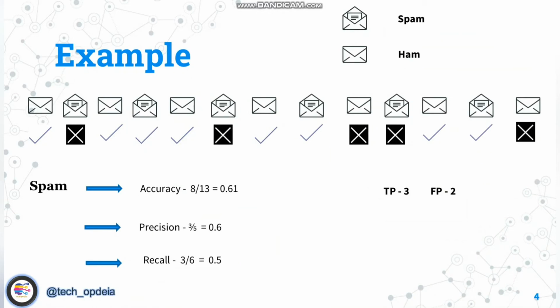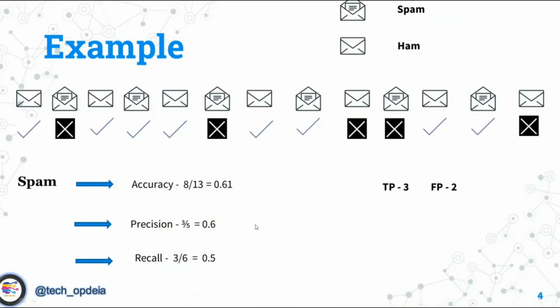Recall is true positive divided by true positives plus false negatives. So here true positive value is 3. 3 divided by 6, which gives 0.5. Recall is how many spam we predicted out of all spam. So we predicted here 3 spam, 1, 2 and 3, out of total spam, means 1, 2, 3, 4, 5 and 6. So out of total 6 spam emails, we predicted 3 spam emails correctly, which gives a value of 0.5.